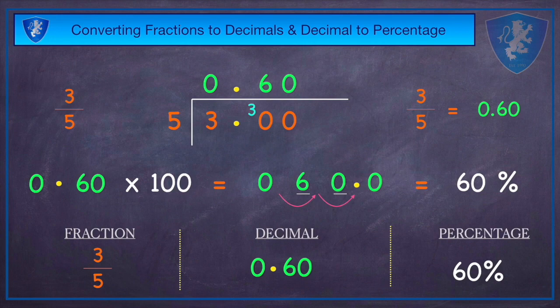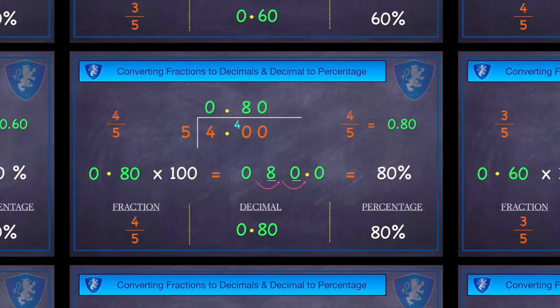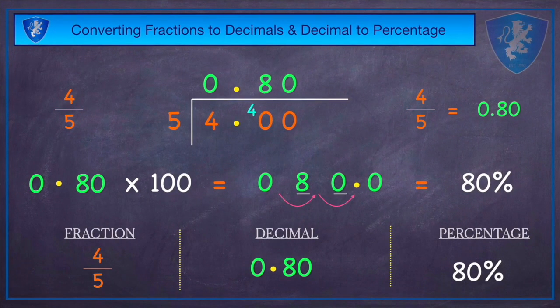The next one is 4/5. That's 4 divided by 5. 5 can't go into 4, so I put a 0 there, and a point. That 4 goes next to a 0, making it 40. The next number is 40. 5 times 8 is 40, and I put a 0 there. So 4/5 is 0.8 or 0.80.